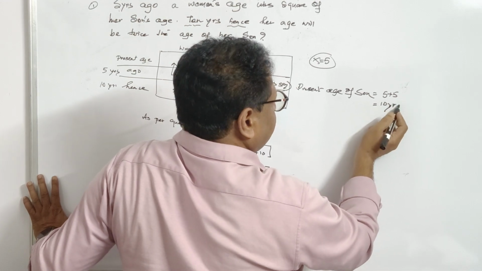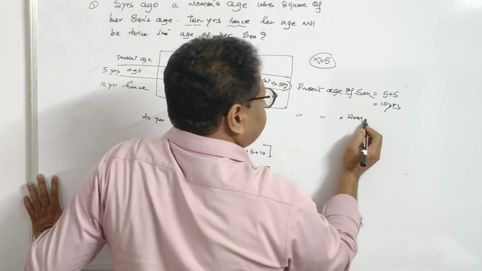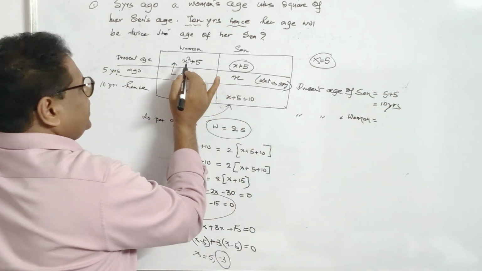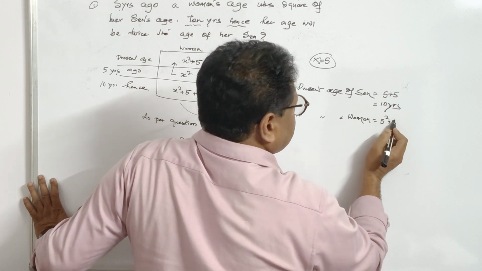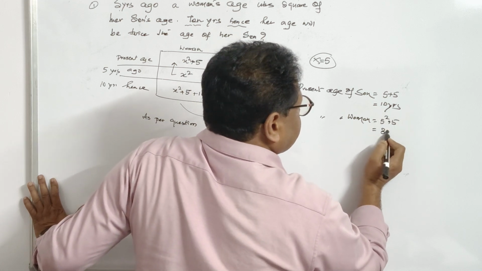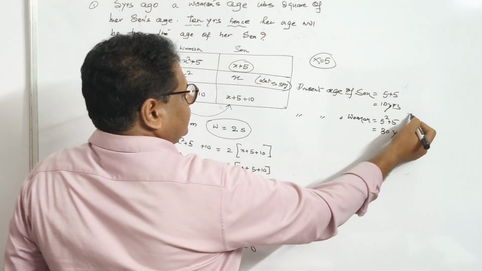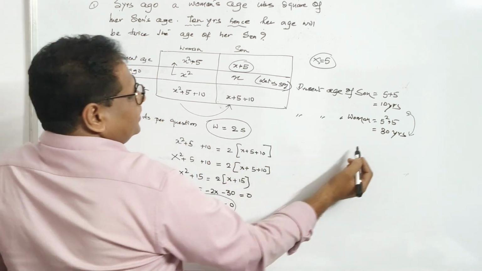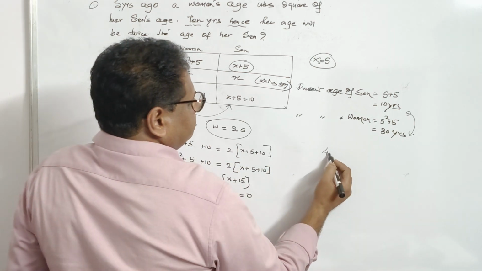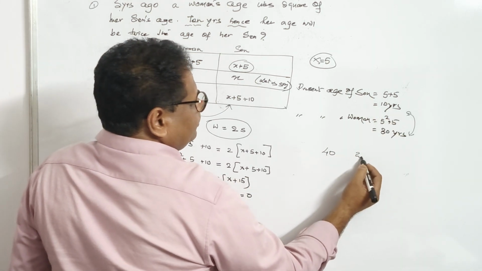Okay, and the present age of the woman is x square plus 5, that comes to 5 square plus 5, that is 30 years. Okay, if you want you can check the answer. Now 10 years hence the age of the woman becomes 40, and 10 years hence the age of the man, the son, becomes 20 years.